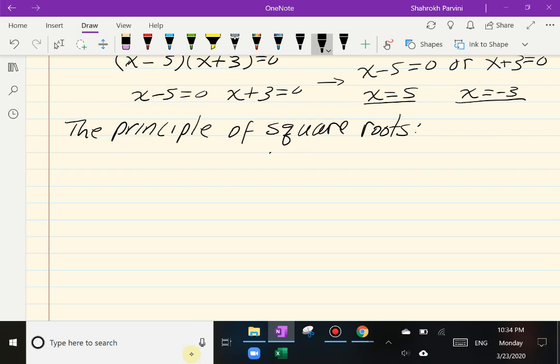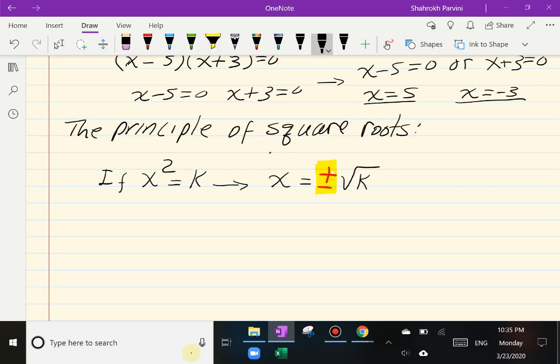And again, the way the principle works goes like this. If we have x squared equals k, then x equals plus or minus the square root of k. Some think of this as taking the square root of both sides of the equation, which is okay. The important thing to note is that we have to have plus or minus in front once we do this, which picks up two solutions to that equation.